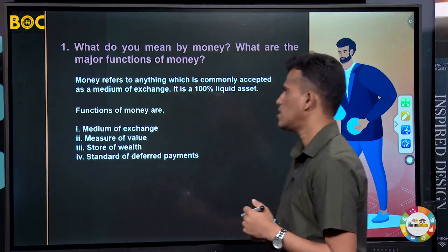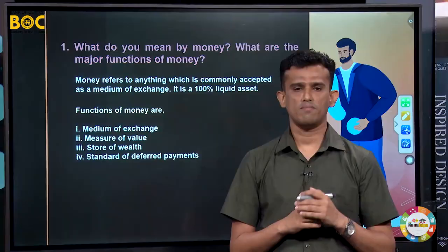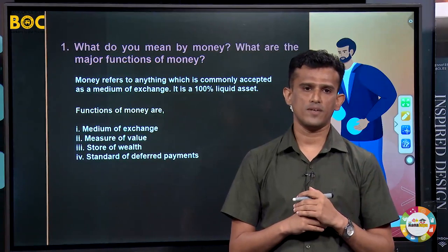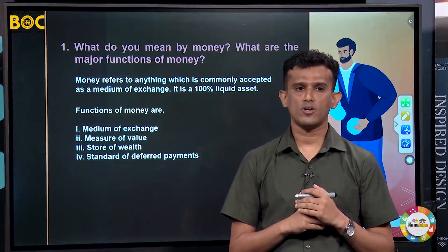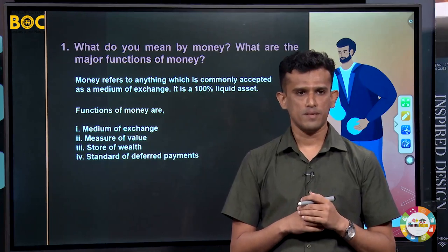So here the question is, what do you mean by money and what are the major functions of money? There are two sections of the question, and you need to give equal weight to both. You should define money as anything which is commonly accepted as a medium of exchange, and money is a 100% liquid asset. And then we should state the four functions of money: a medium of exchange, a unit of accounting, a store of wealth, and a standard of deferred payments.